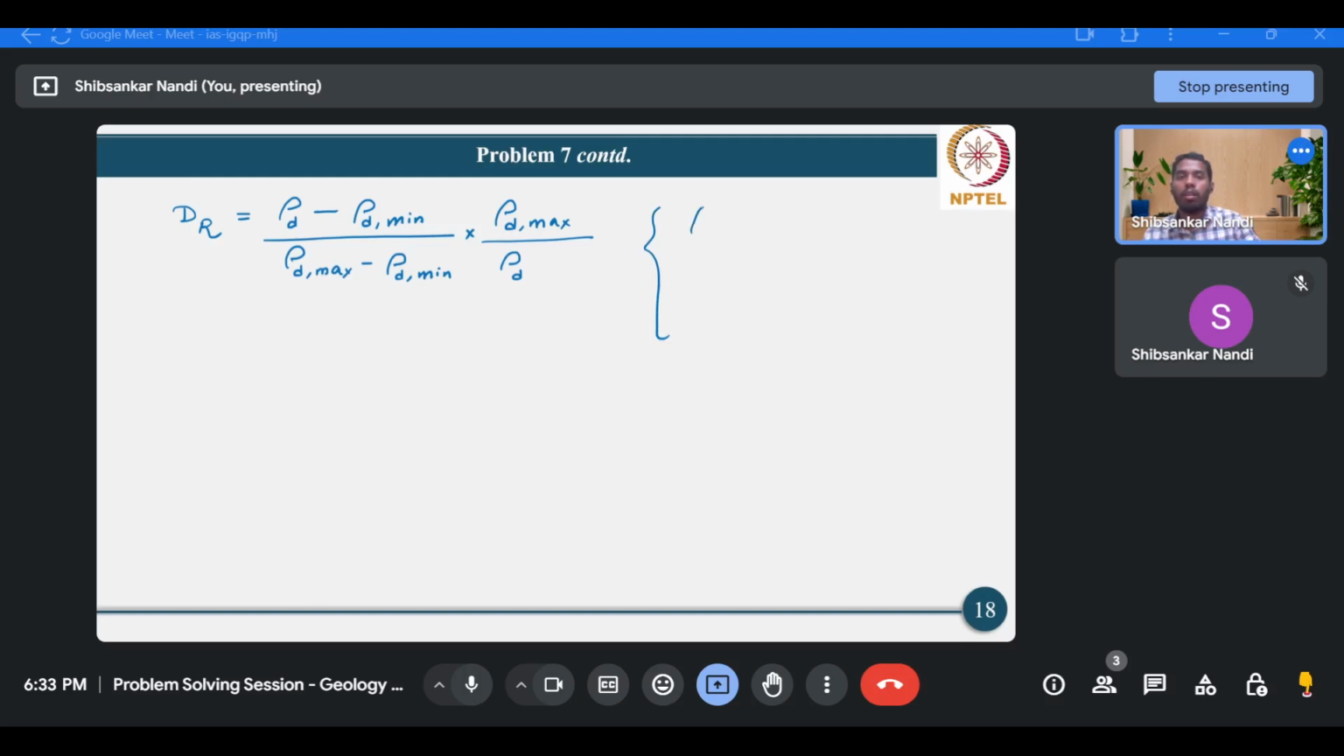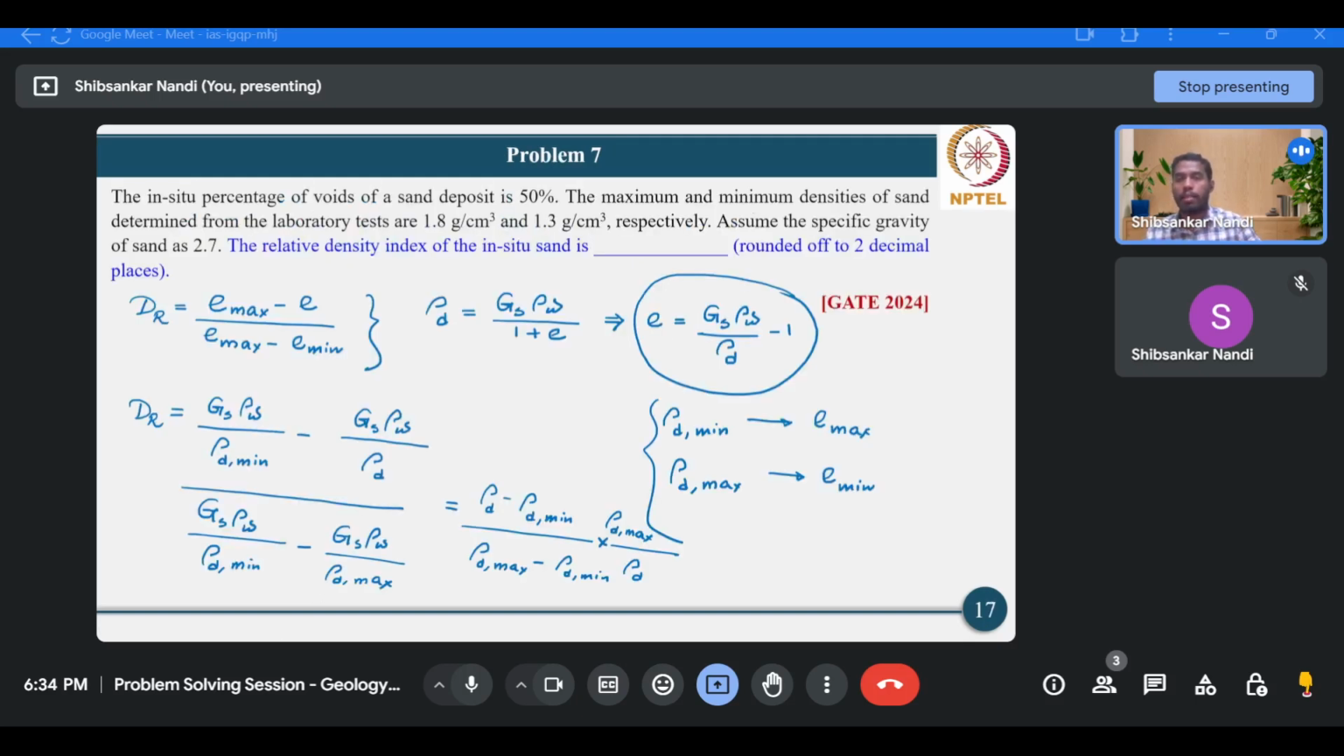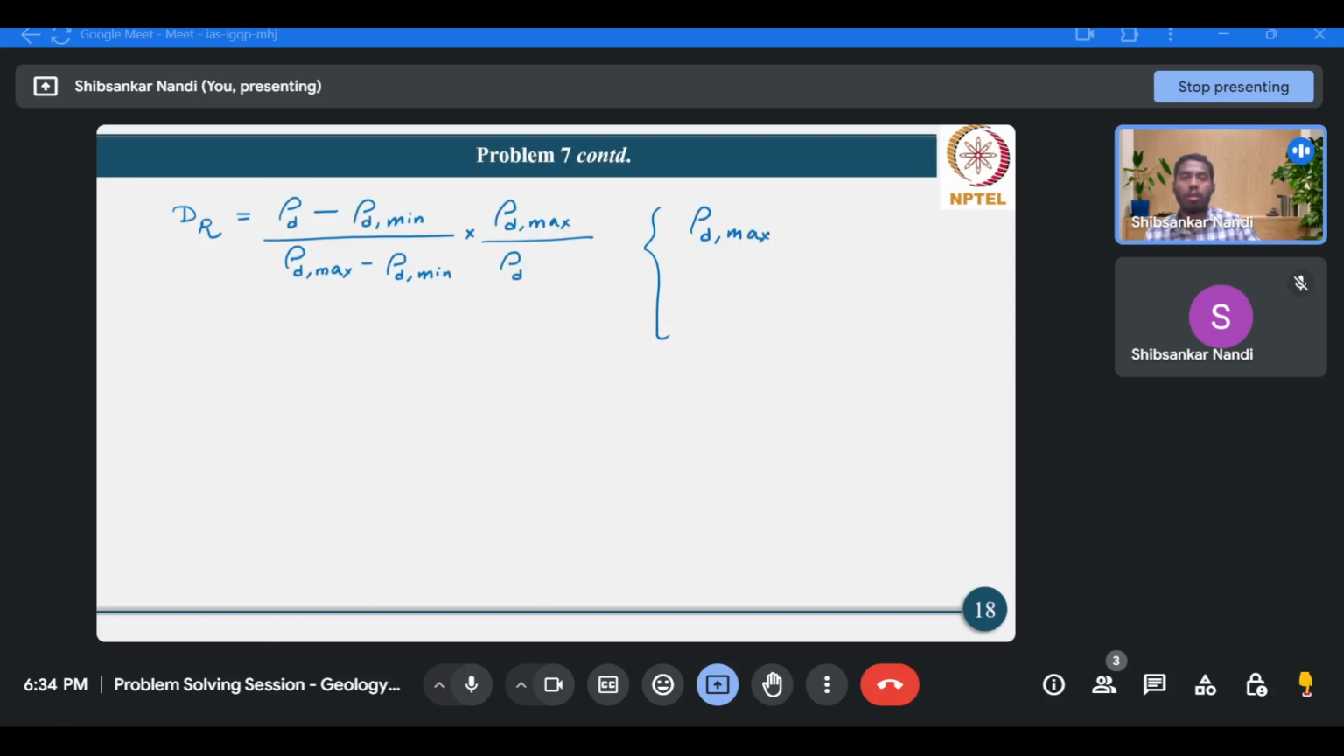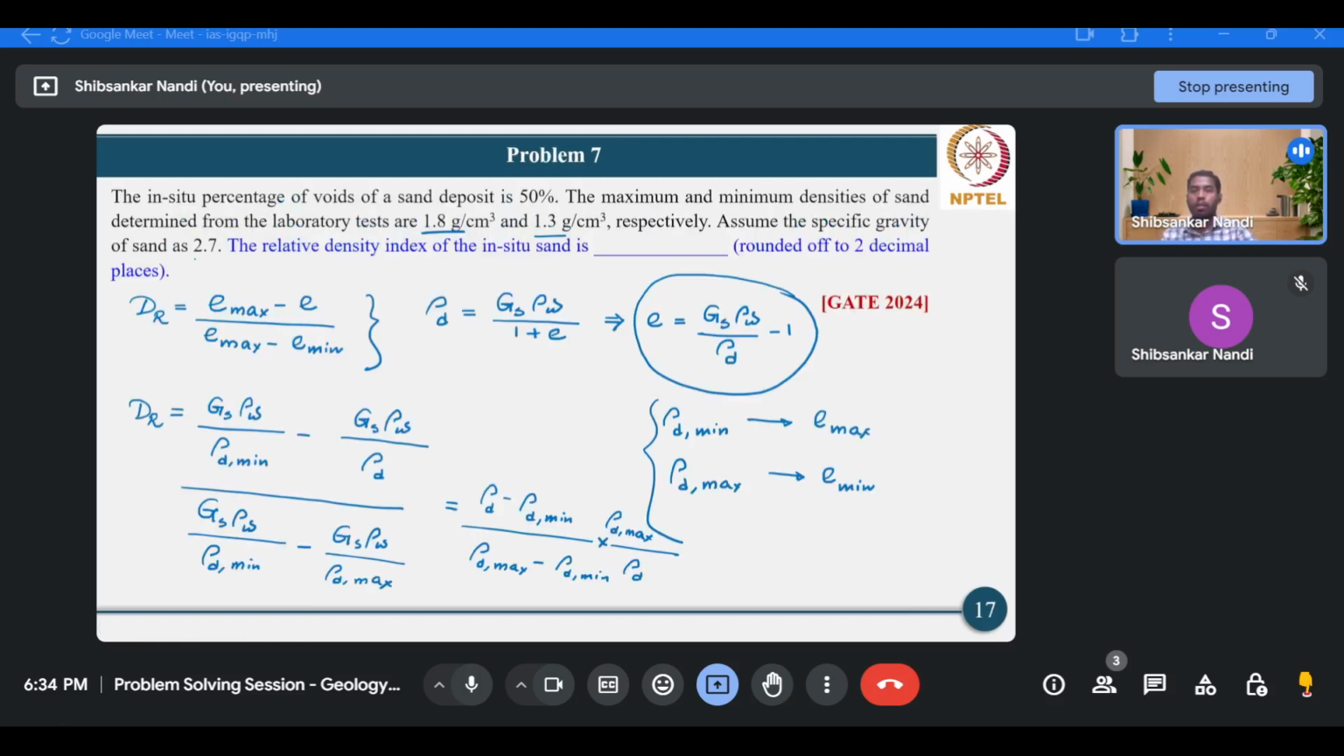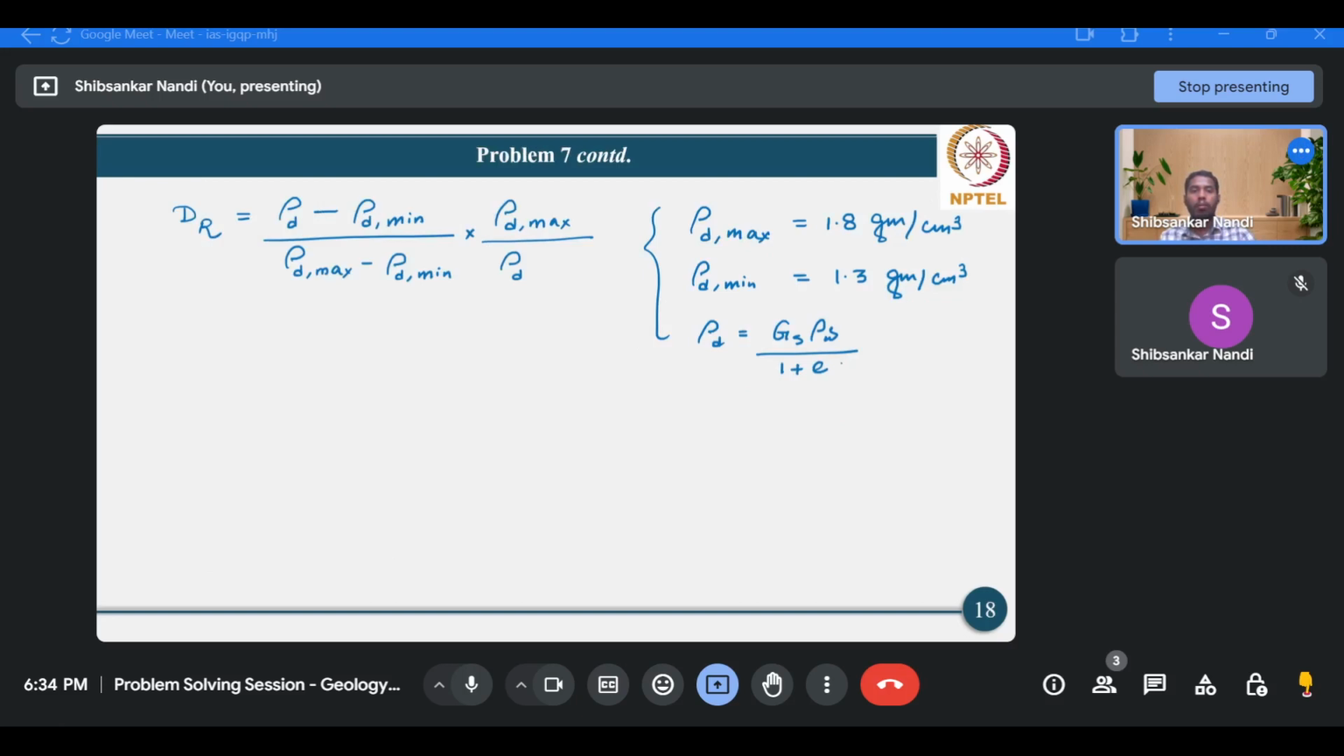Now these rho D min and max values are given: rho D max is 1.8 gram per centimeter cube and rho D min is 1.3 gram per centimeter cube. Now what about rho D? Rho D is not given, rather we can calculate it from this equation, Gs rho W by 1 plus e, with which we started solving this problem. Now Gs is given as 2.7, rho W is 1 gram per centimeter cube, but what is e?